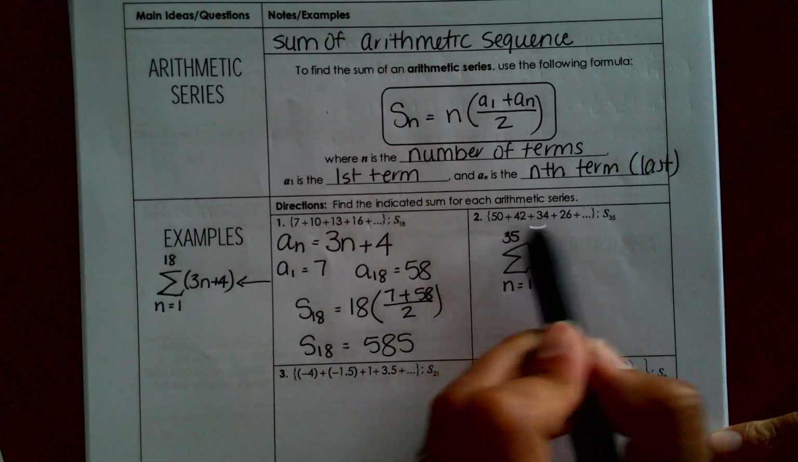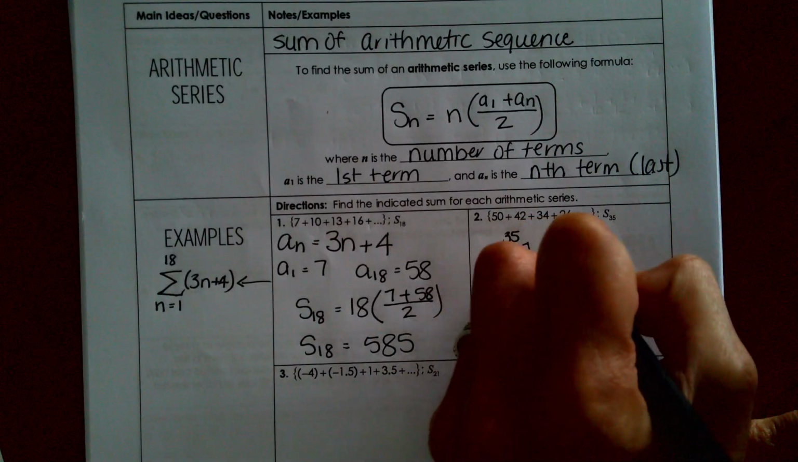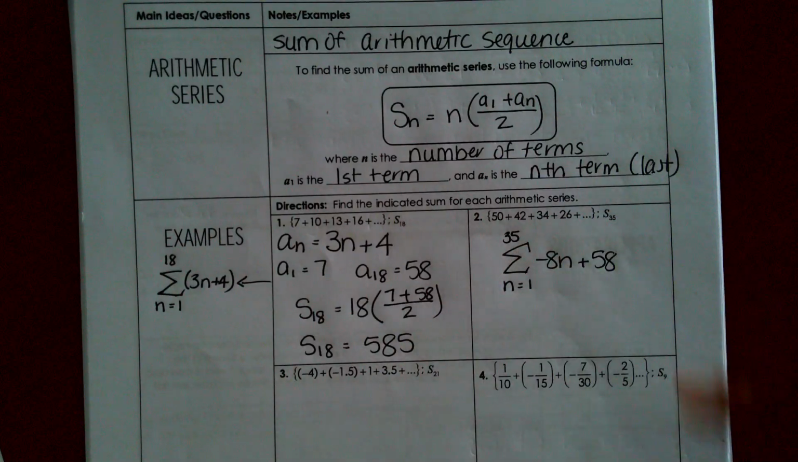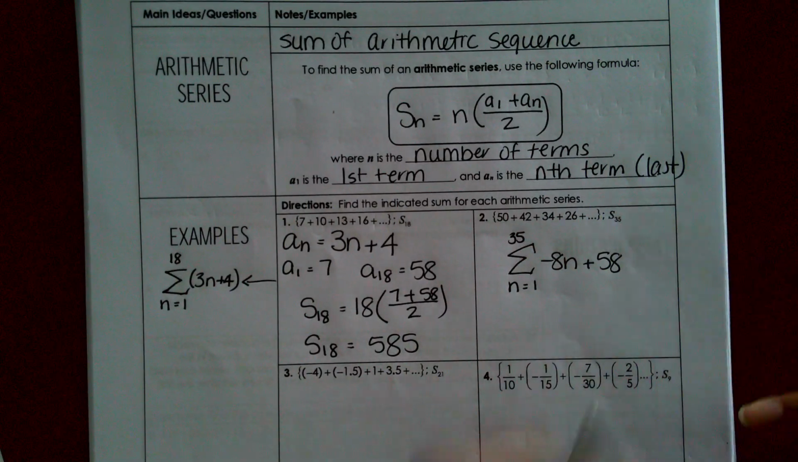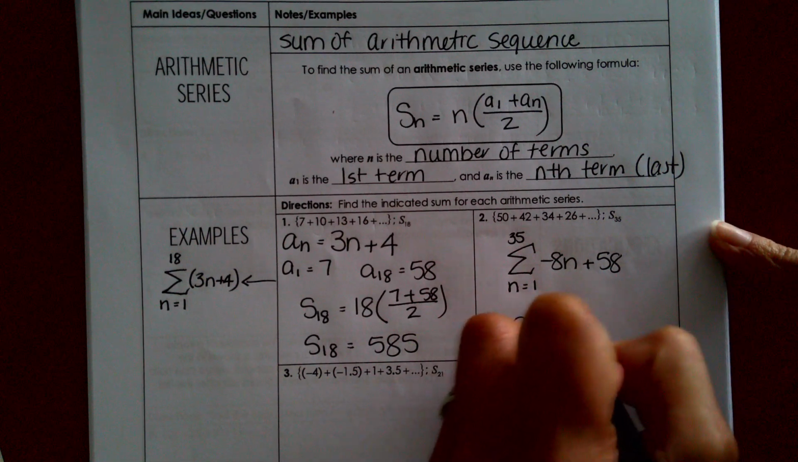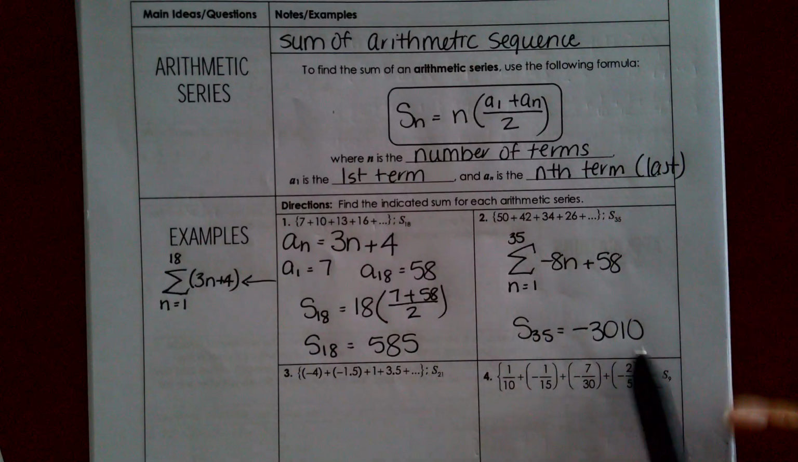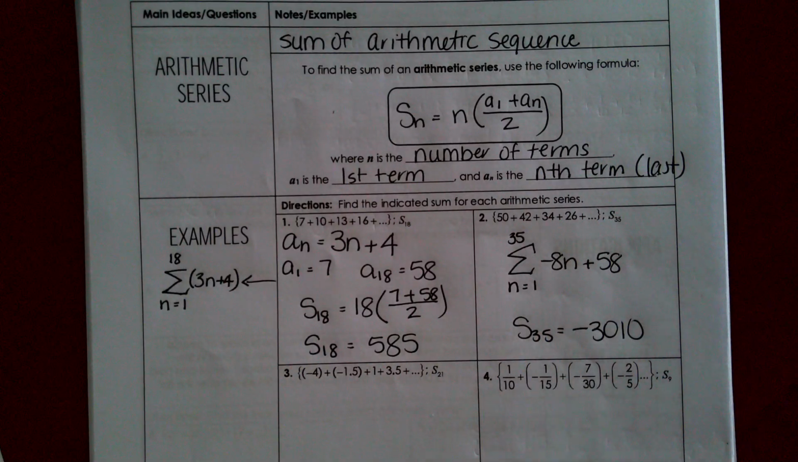We know between terms we're subtracting 8, and we know 1 before the first would be 58. We can plug that into our calculator or Desmos or whatever you want to use, and we know that the sum for the 35 terms is negative 3,010. And you want to make sure that you get that. You want to make sure that you're plugging it in correctly.